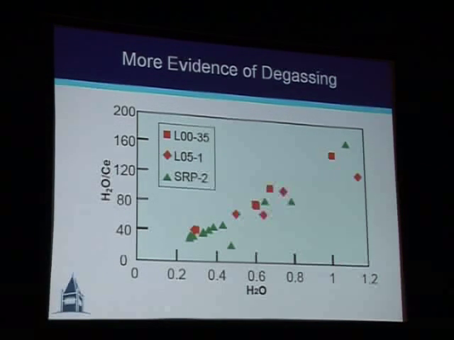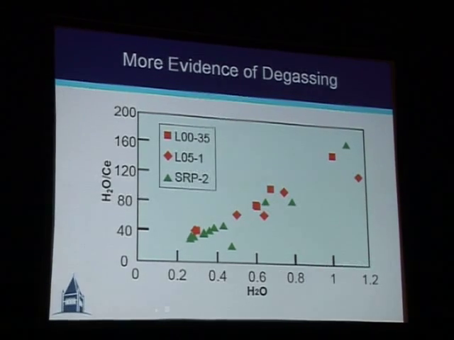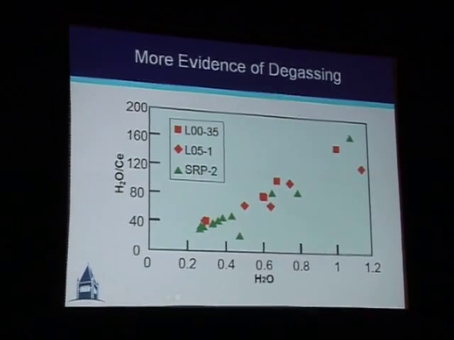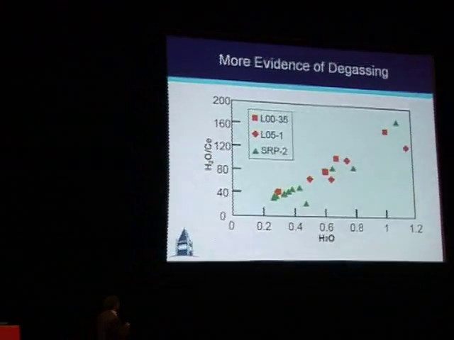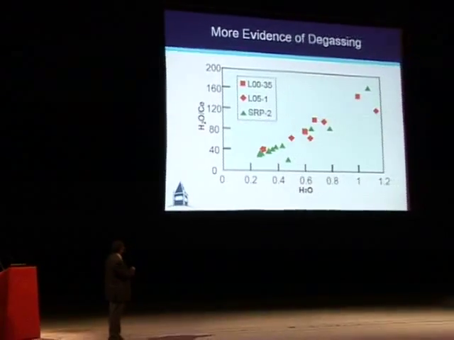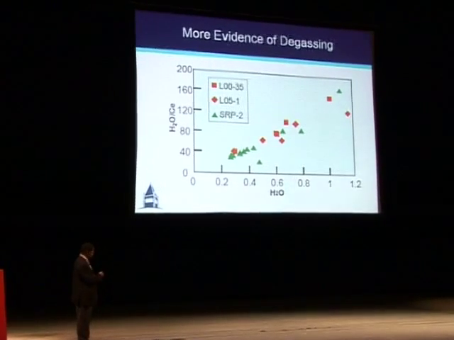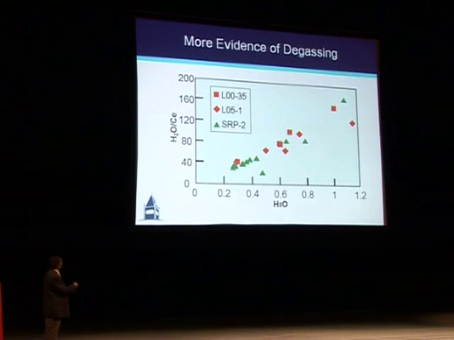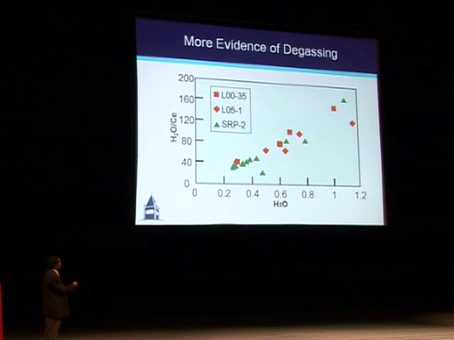to an element like cerium, which has similar incompatibility to water, we see a very nice relationship like this. As the water concentrations go down, the water to cerium ratio goes down. This is a typical example of degassing. As the water amount goes down, this ratio is going down while cerium is really not evolving, and so we see a trend that looks like this, meaning that we are losing water, and therefore points way over here come closest to telling us what the magmatic conditions were.